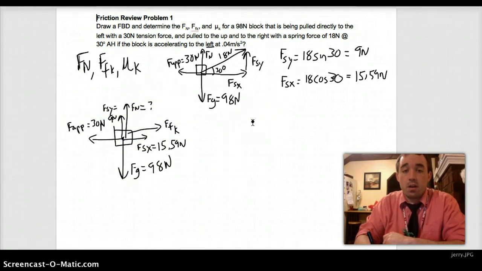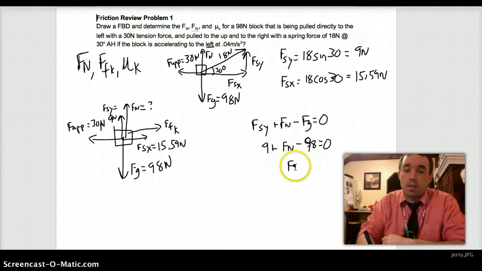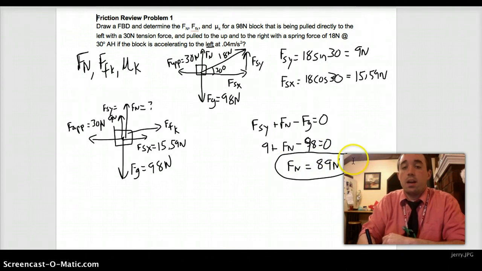All right, so we got to figure out what our normal force is, and to find that, we know that all of our vertical forces, which is total up minus total down, has to equal 0. So we have Fsy plus normal force minus Fg equals 0. Fsy is 9 plus our normal force minus 98 equals 0. I get a normal force of 89 newtons. All right, so there's my normal force.